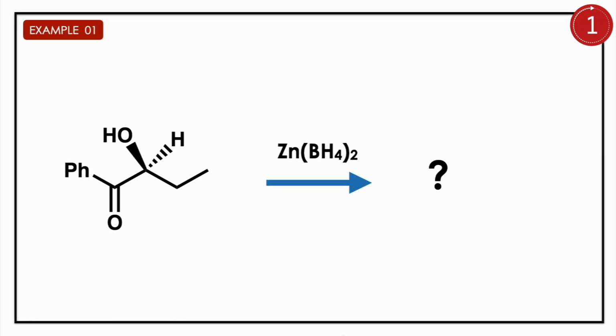Let us see the first example. Here you have a ketone, with phenyl on one side and on the other side a chiral carbon with ethyl, hydrogen and OH. OH is above the plane, hydrogen is below the plane. You are using zinc borohydride. You should find what will be the final product.